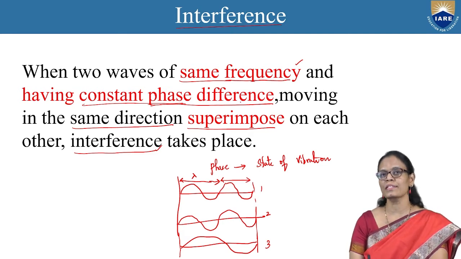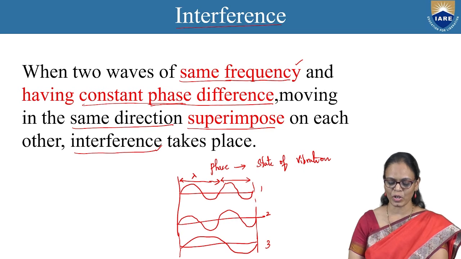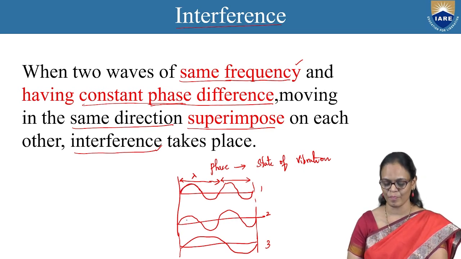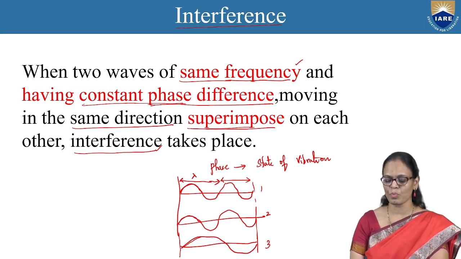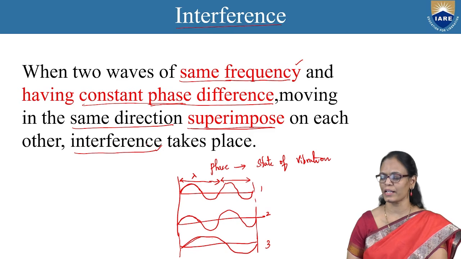And when it comes to constant phase difference, they have the same phase here. When I'm talking about a particle which is vibrating in the upward direction, this is the crest. For the second also, this is the crest. So they have the same phase. And if you see here, there is a difference in phase because the frequency is varying. So when they superimpose, you get interference.